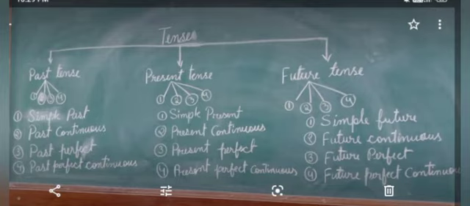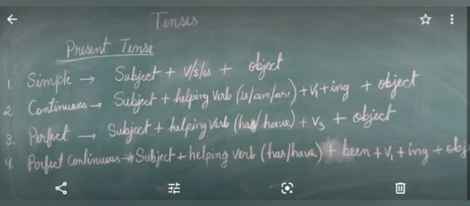Now let us talk about present tense. The formulas are given clearly on the board. You can see it. So, simple present tense. First is your subject. Subject means the person doing the work. It can be I, you, we, Rahul, Seema, etc. Then plus verb and s or es. Sometimes s or es is added to the verb.